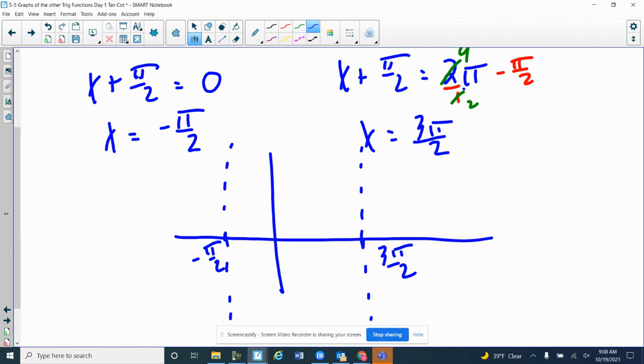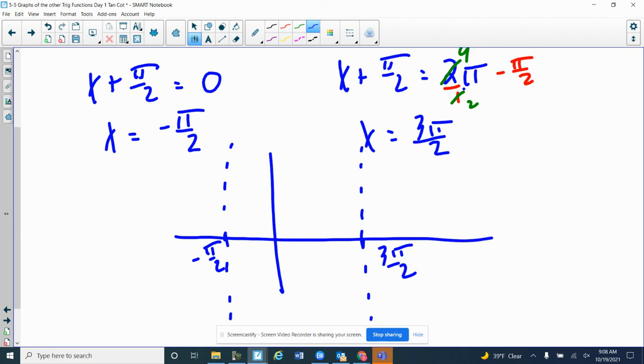All right. Now, I want to find that value that's in the middle. What value is in the middle? What's between negative pi over 2 and 3 pi over 2? Now, if you ever struggle with that, really what I'm doing is I'm finding the average of those two numbers. Remember how to find the average? You add them up, you divide by 2.